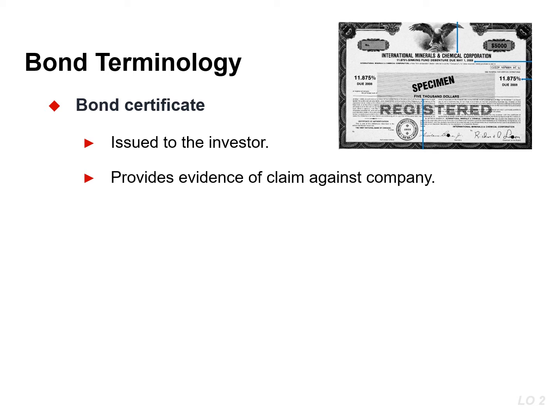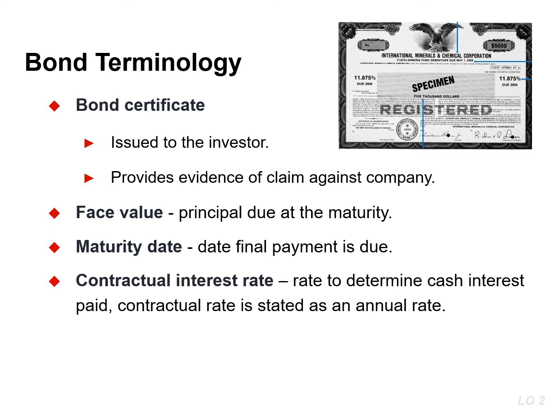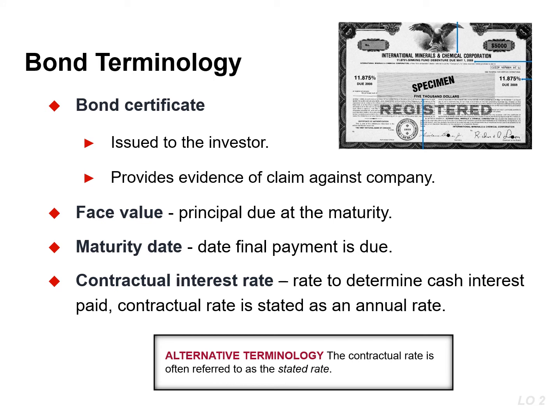The bond certificate provides information such as the name of the company, the face value of the bonds, the maturity date, as well as the contractual interest rate. The face value is the amount of principal due at the maturity date. The maturity date is the date that the final payment is due to the investor. And lastly, the contractual interest rate is the rate used to determine the cash interest payment. The contractual rate is often referred to as the stated rate.